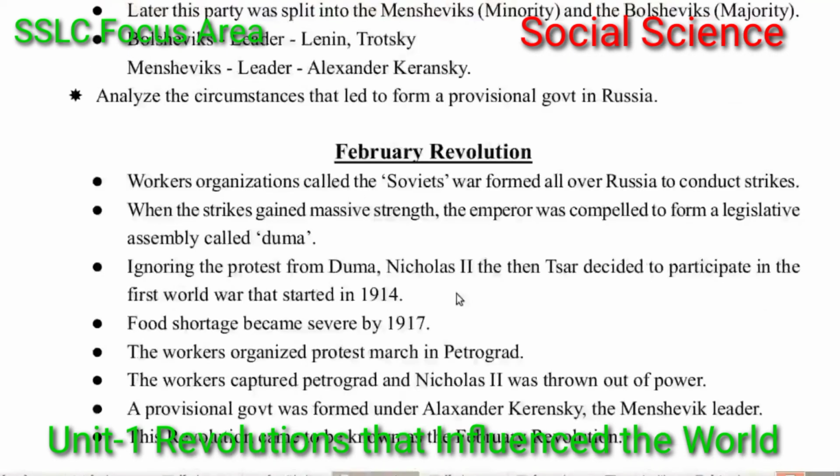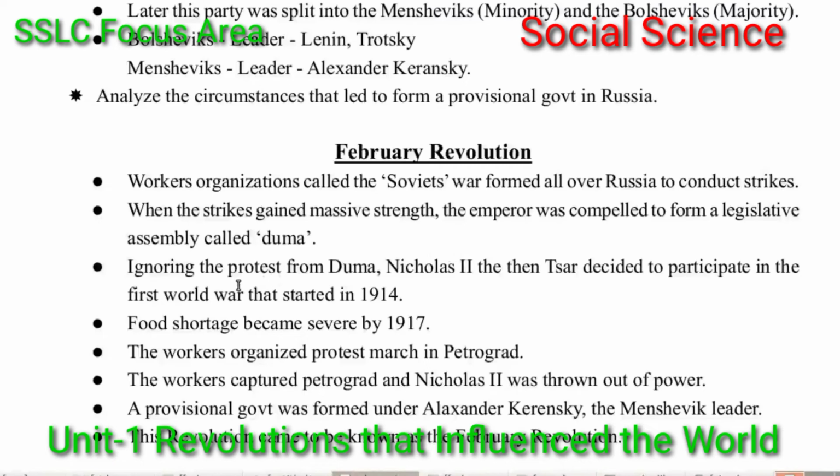Otherwise, we can say the February Revolution. Workers' organizations called the Soviets were formed all over Russia to conduct strikes. When these strikes gained massive strength, the emperor was compelled to form a legislative assembly called the Duma.